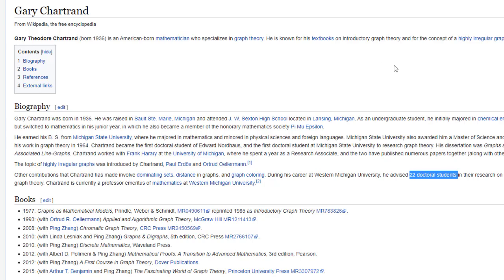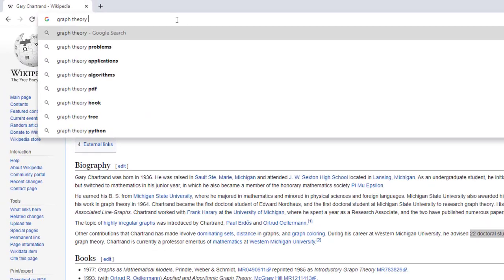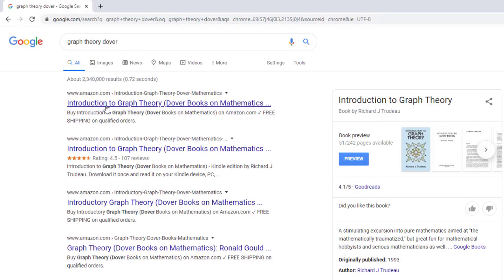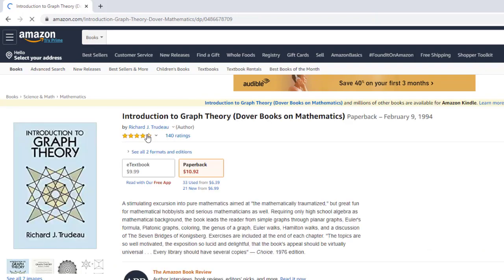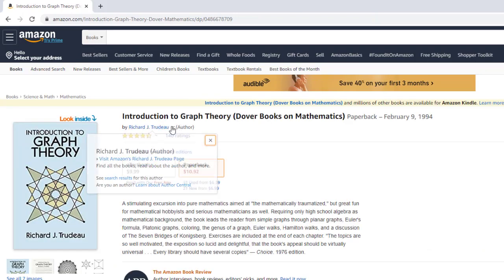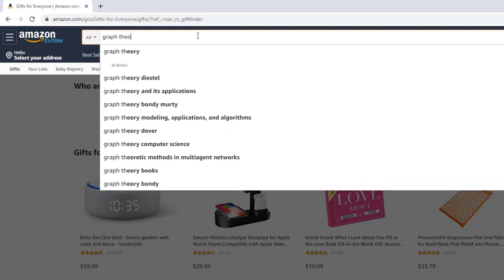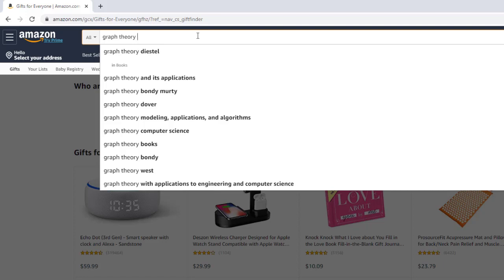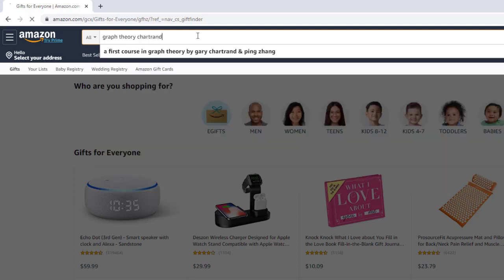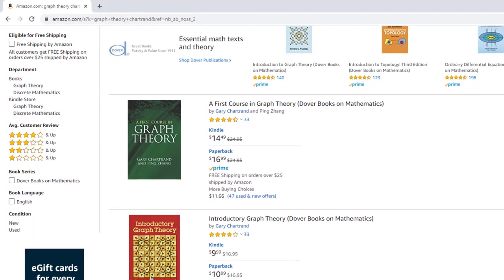He's written several books, and he's known for a lot of books. There's one book from Dover that's just on graph theory. Let's see if I can find it. It might be that. Nope, that's Rich Trudeau, that's not graph. We'll say graph theory, and we will do Chartrand. And this one, yeah, that right there.